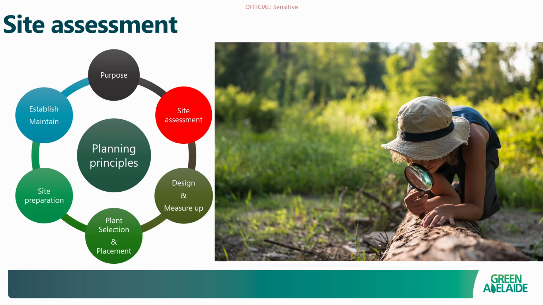The next thing with your site assessment, think about sunlight. So where does the sun go through the day? Look at your site in the morning, through the day, in the afternoon. Is it shady at certain times of the day? And importantly, seasonally. So think about how that sun might change through the year.